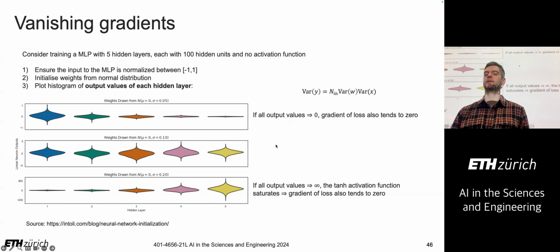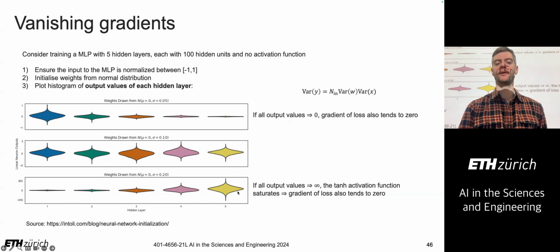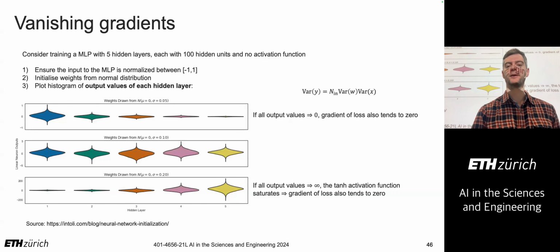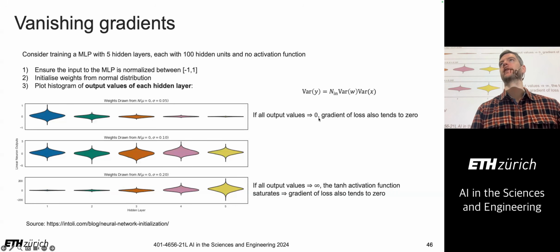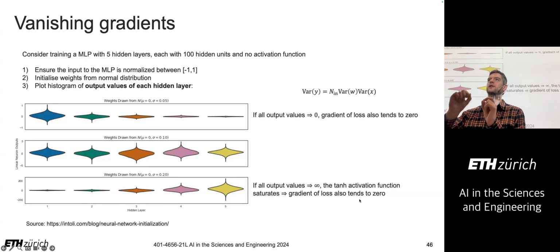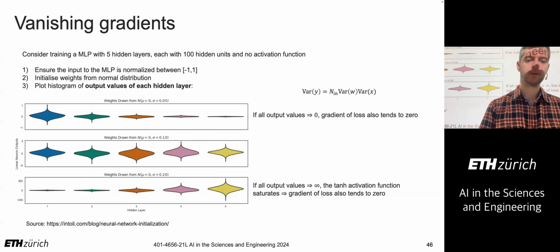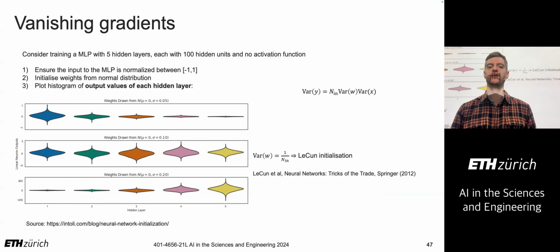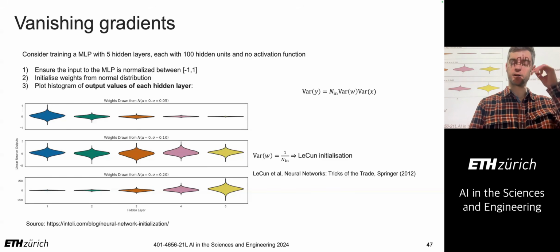And you can see how the bottom case and the top case would result in the loss function being 0, or the gradient of the loss function being 0. Because if all output values are 0, then the loss function is going to be 0. And if all output values tend to infinity, then if you're using tanh activation functions, you're going to start saturating that tanh, and you'll get the effect that I just talked about before. So initializing the network in this way is known as LeCun initialization, and I think it's the default in PyTorch when you use a linear layer. I could be wrong, but I think it's true.